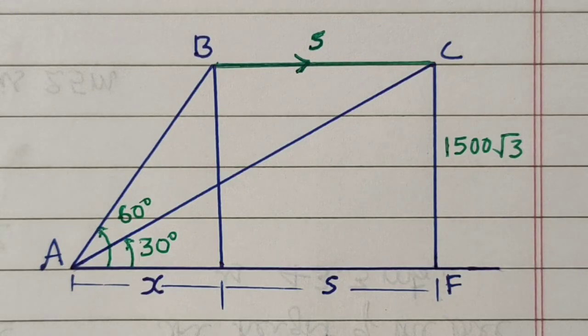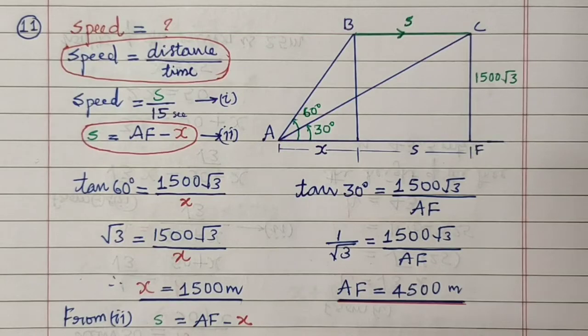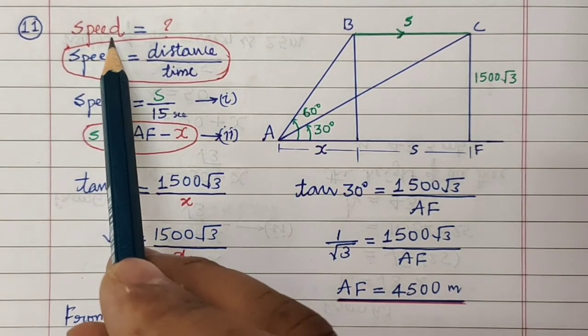I'll read out the problem once again. The angle of elevation of a jet plane from a point A on the ground is 60 degrees. After a flight of 15 seconds, the angle of elevation changes to 30 degrees. If the jet plane is flying horizontally at a constant height of 1500 into root 3 meters, find the speed of the jet plane. We need to find out the speed.